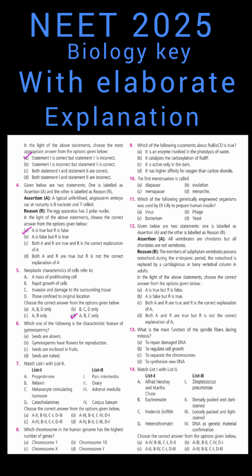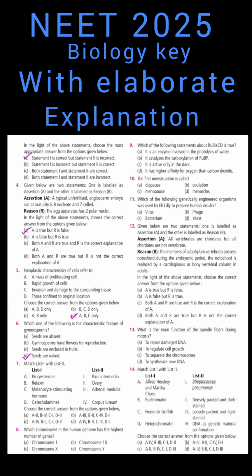Next, which one of the following is a characteristic feature of gymnosperms? The characteristic feature of gymnosperms is that the seeds are naked, because gymnosperms are the plants in which the ovules are not enclosed by the ovary wall. So they remain exposed. The seeds that develop post fertilization are not covered, which means they are naked. The angiosperms bear flowers for sexual reproduction, so the seeds are enclosed in the fruits in angiosperms.